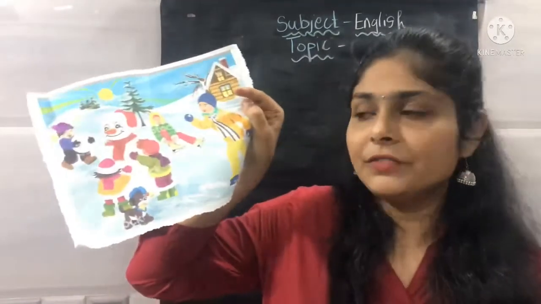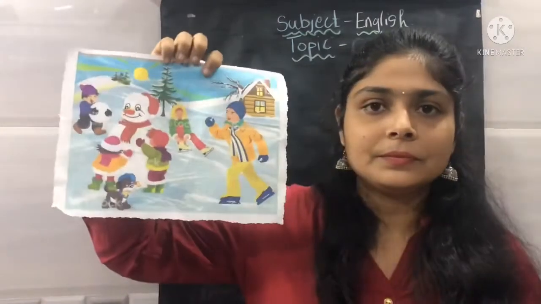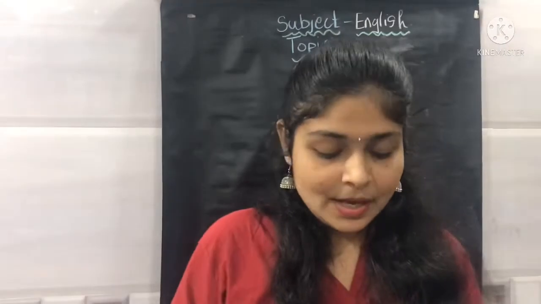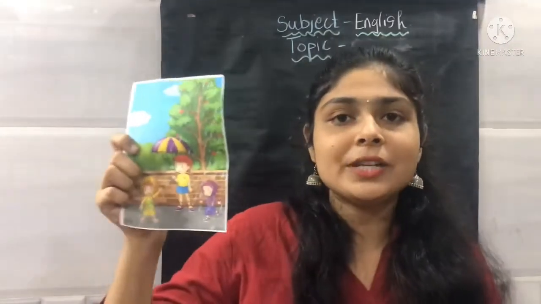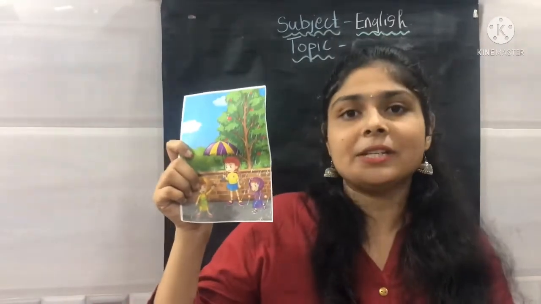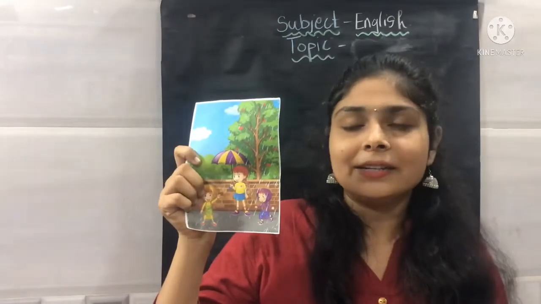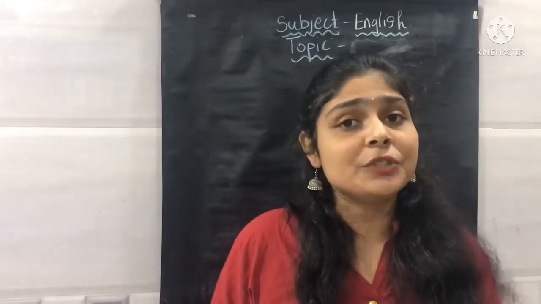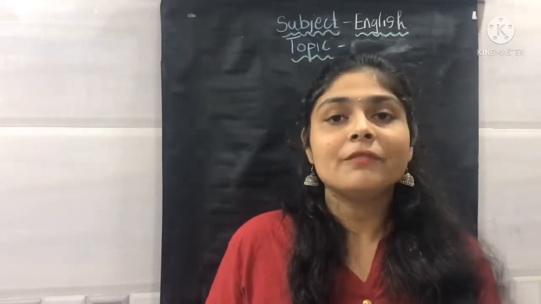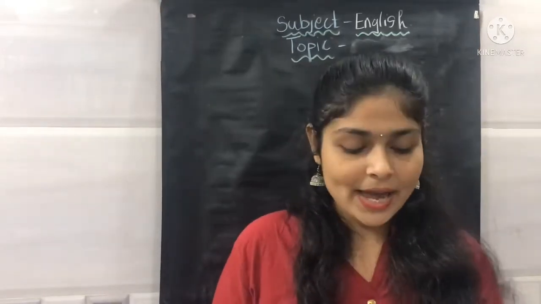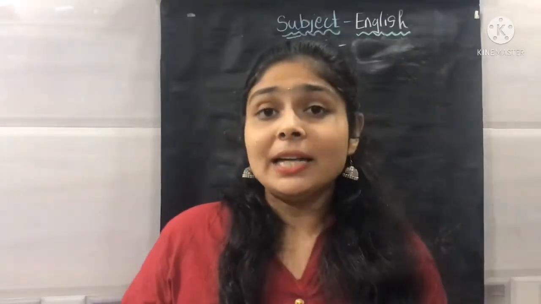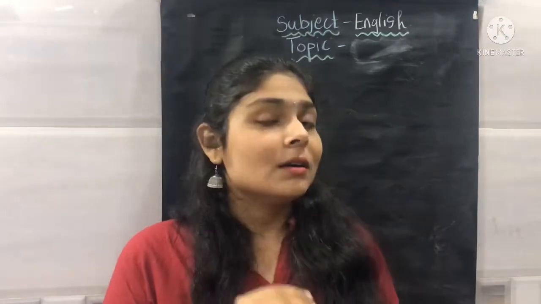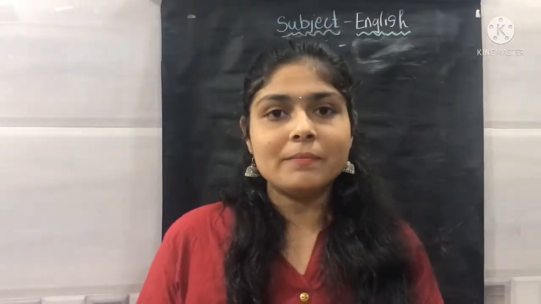Next picture, which season is this? Winter season, okay? Last picture, which season picture is this? Right, rainy season. So in India, there are three seasons, which? Summer, winter and rainy season. Very good. So today's topic is the first standard textbook poem, Rain.